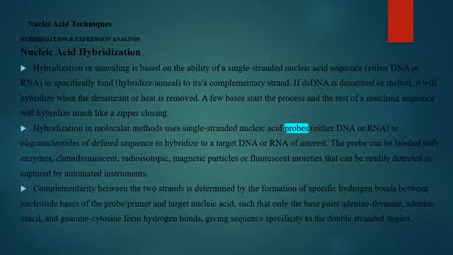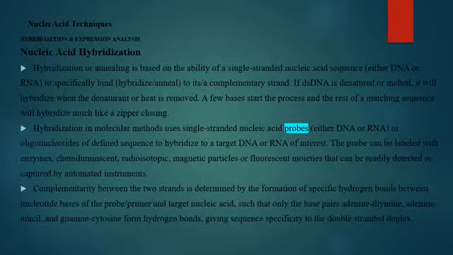So the next one is that hybridization in molecular methods uses single-stranded nucleic acid probes. So you use single-stranded nucleic acid probes. It can either be DNA form or RNA, or oligonucleotides of defined sequence. So you're either using single-stranded nucleic acids or oligonucleotides of defined sequence to hybridize to a target DNA or RNA of interest. So there's a target, you form a particular nucleic acid single strand, then you connect it to that portion.